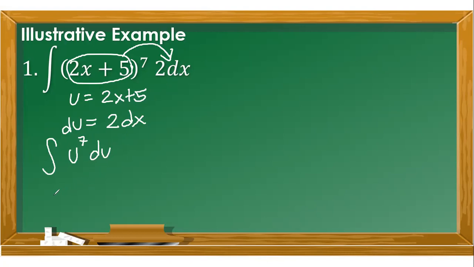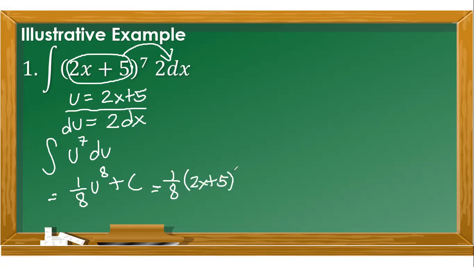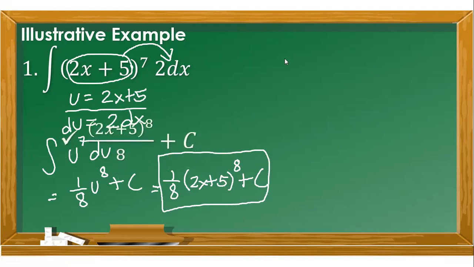So from that, kuha na natin yung answer. Our answer will be 1 over 8 u raised to the 8 plus c. Bringing back the value of u, anong value ni u? Itong sinulat natin kanina, which is 2x plus 5, raised to 8 plus c. And that will be our final answer. Di ba napakasimple lang?